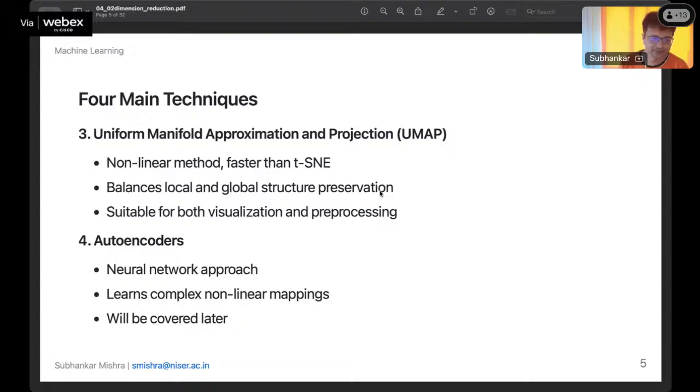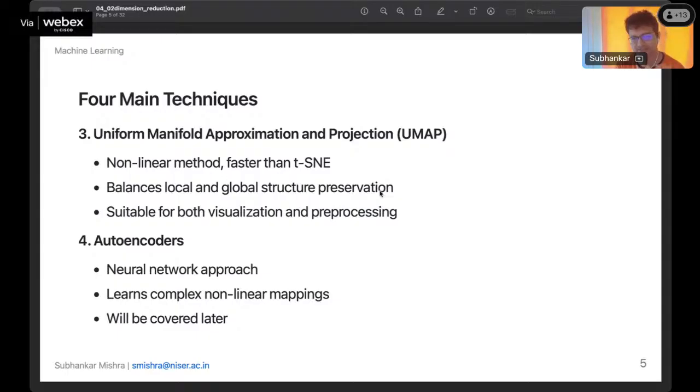UMAP is very nice for visualization as well as a pre-processing tool. If you have a very high dimensional data set, you can use UMAP to map it to a small dimension and then process. I will talk about the advantages later also.